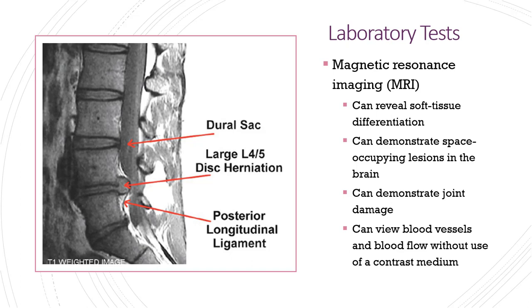It also helps us identify space-occupying lesions in the brain, such as a tumor or a hematoma. We can also assess joint damage, such as meniscal tears or osteochondral fractures. We can view blood vessels and blood flow without the use of a contrast medium, which can help us assess cardiac function. In many cases, the MRI has replaced the myelogram and the arthrogram.